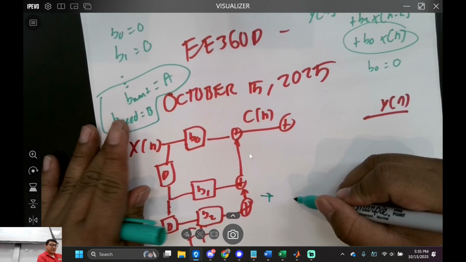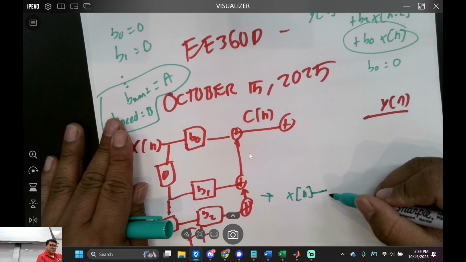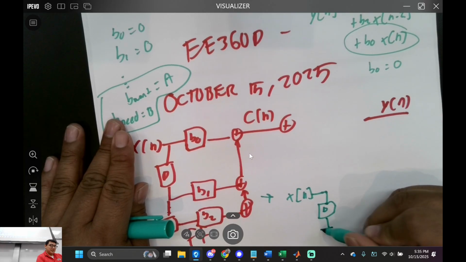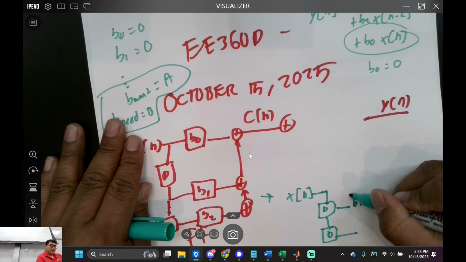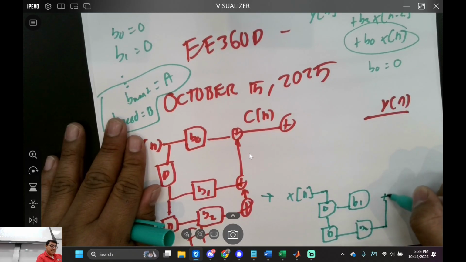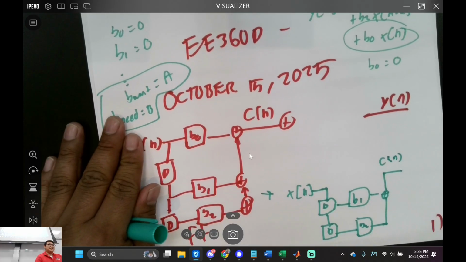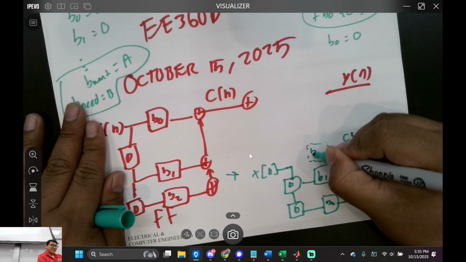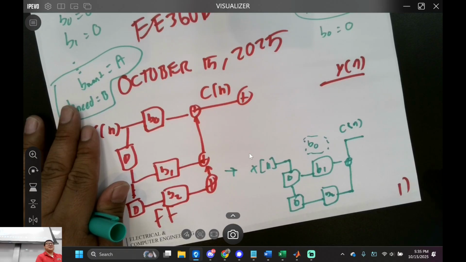If I were to do it like this, x of n, you can just do this, d, another d, b1, b2, sum, and that's c of n. Does that make sense? So there's no b0 term in here. It doesn't exist. It's just an open. Does that make sense on how to do this next assignment?